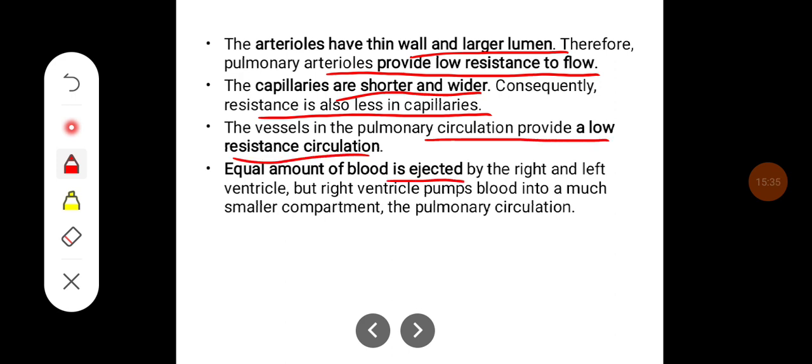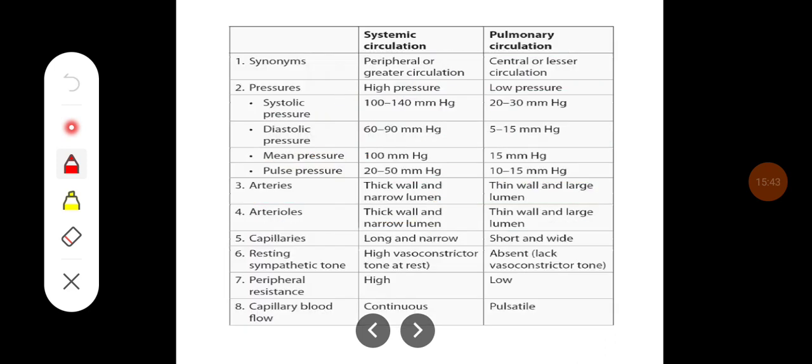An equal amount of blood is ejected by the right and left ventricle, but the right ventricle pumps the blood into a much smaller compartment, the pulmonary circulation. So these are some of the differences between systemic circulation and pulmonary circulation. They are called peripheral or greater circulation and central or lesser circulation respectively.